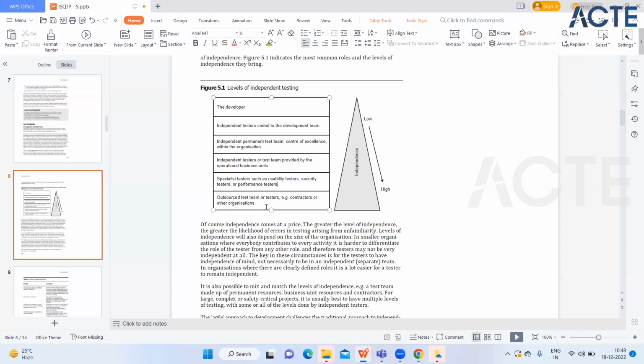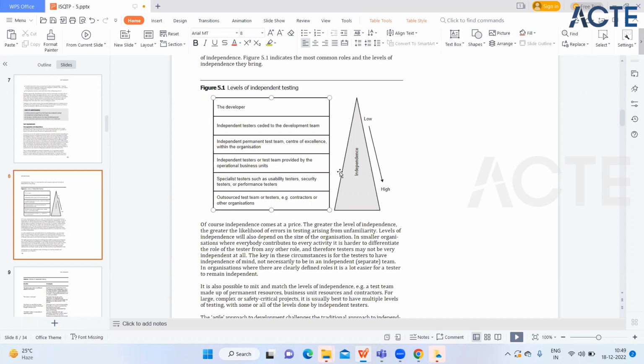For example, if you are having the question of just other organization, then choose that option, because here the last one is outsourced team or testers, for example, contractors or other organization. So they are having the more level of independence. So just review this diagram one more time, whenever I share the slide with you, and try to solve the question. I will share that as well.